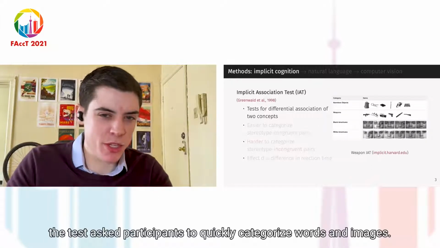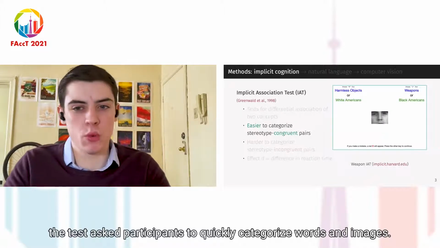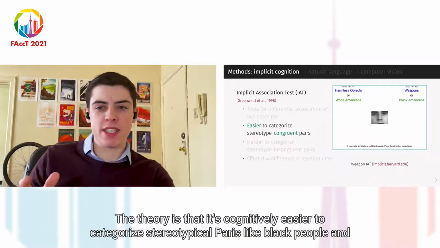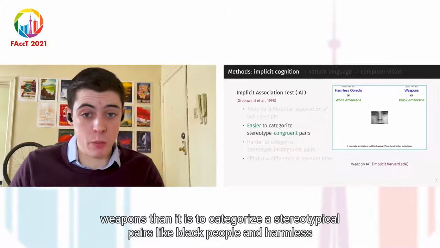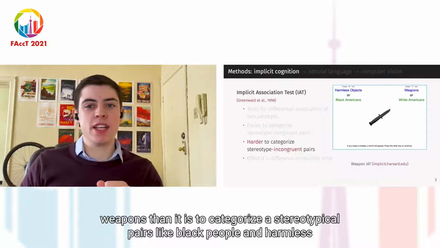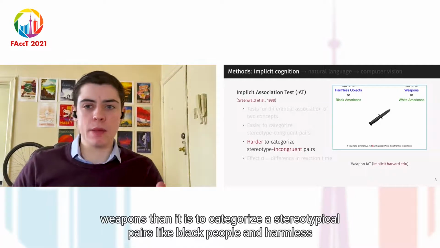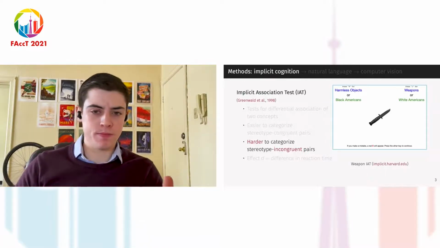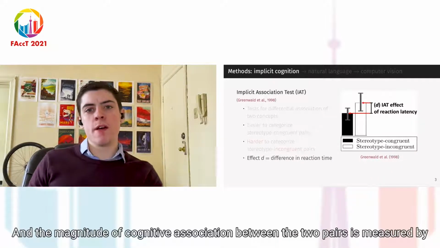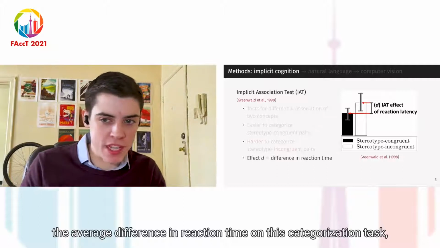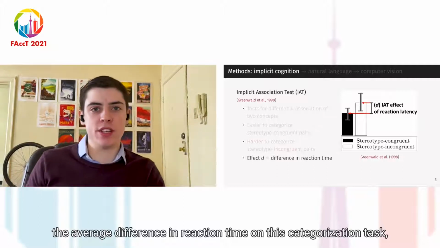The test asks participants to quickly categorize words and images. And the theory is that it's cognitively easier to categorize stereotypical pairs, like black people and weapons, than it is to categorize astereotypical pairs, like black people and harmless objects. And the magnitude of cognitive association between the two pairs is measured by the average difference in reaction time on this categorization task.